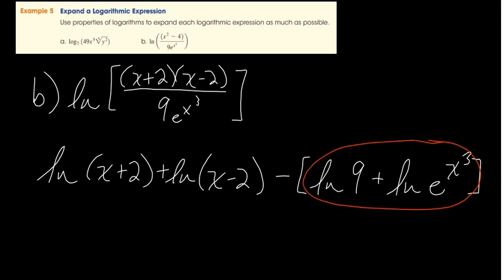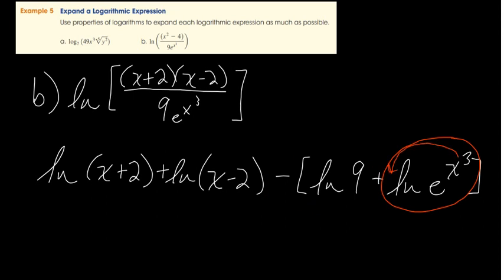I'm going to do something real quick, just to save space. We're going to look strictly at this. We know this is the natural log of e raised to the x cubed power, so we know this x cubed comes out in front of the natural log of e. So let's go ahead and put the x cubed in front of the natural log of e.